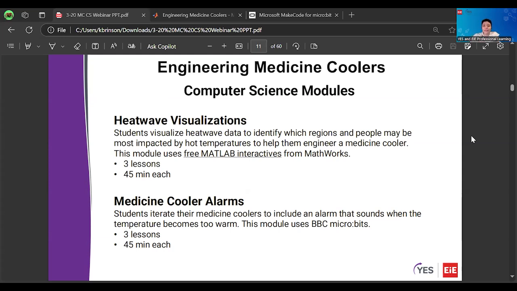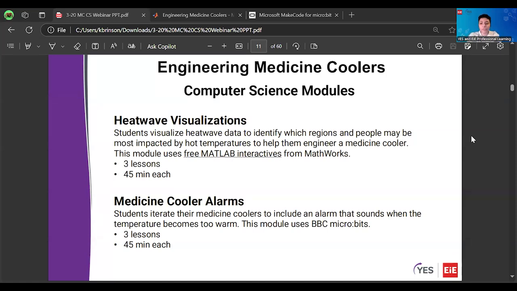So the two computer science modules for medicine coolers are Heatwave Visualizations, which uses MATLAB live scripts online, free to use. There are 3 lessons. They are 45 minutes apiece. And the other one is the Med Cooler Alarms. Like I said, again, this is another 3 lesson module, each of them 45 minutes apiece.